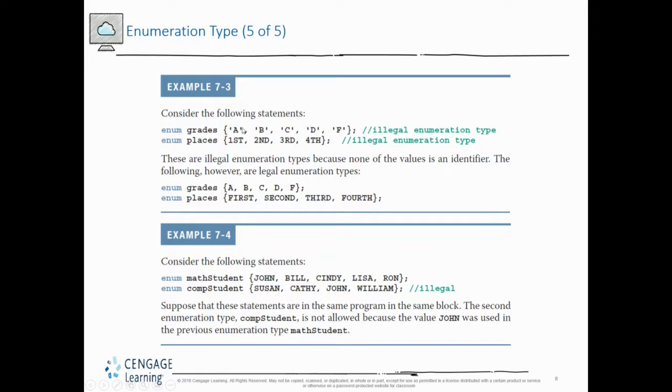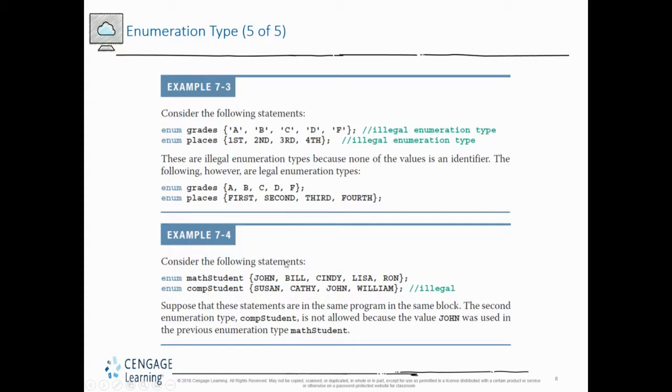You can't put any single quotes, meaning these chars in this case, around any values. That's illegal. You also can't start with any numbers. That's illegal, all right? So you could have the same values, so enum grades, but it's A, B, C, D, F, nothing around them. And first, second, third, fourth, that would work as well, okay?